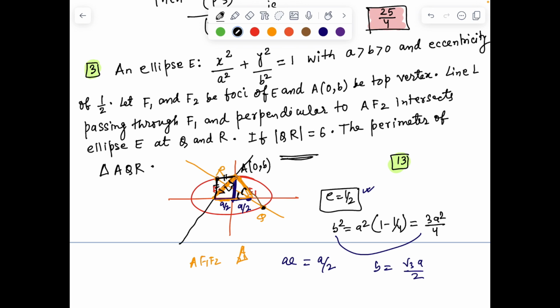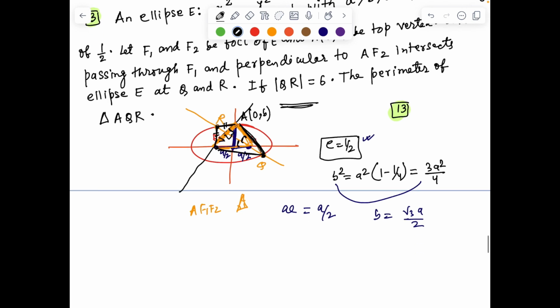Similarly AQ, because in the perimeter of the triangle we need AQ. So AQ will be same as F2Q because of the reflection. So I hope it is clear. Okay, so here let me redraw this diagram. So this distance is same as this distance, and the new distance is same over this distance.